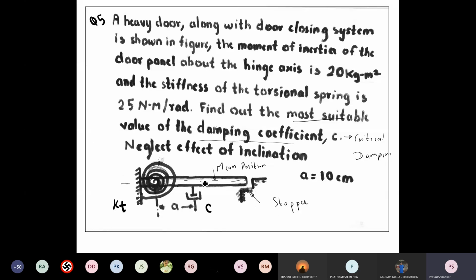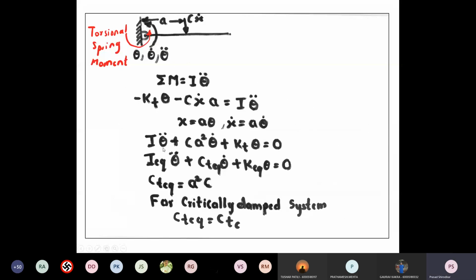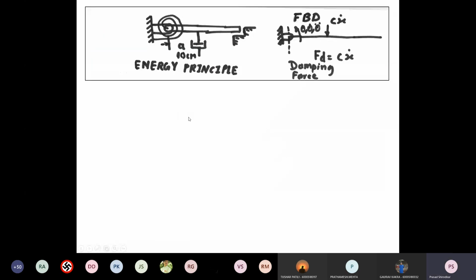All right. And the second thing is that you want the door, after it is open, to close as soon as possible. So both these things can be achieved only by having critical damping. So we have already solved this example using D'Alembert's principle. All right, so this was the solution. Now we will also solve this example by using the energy principle.